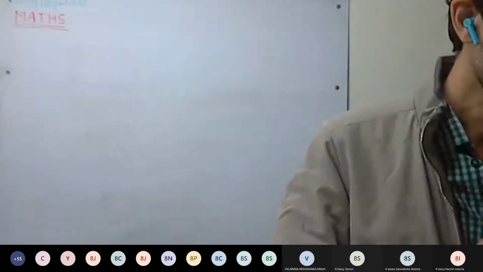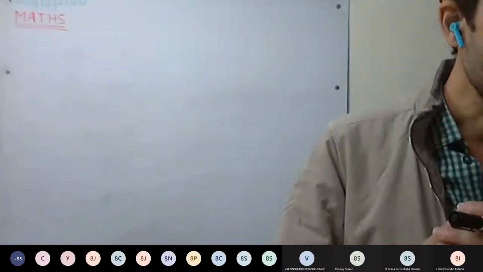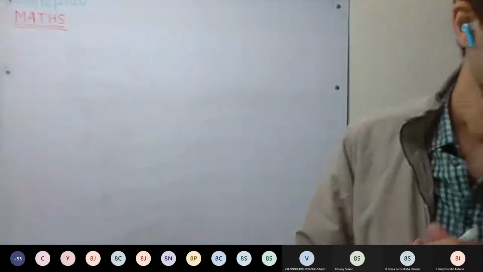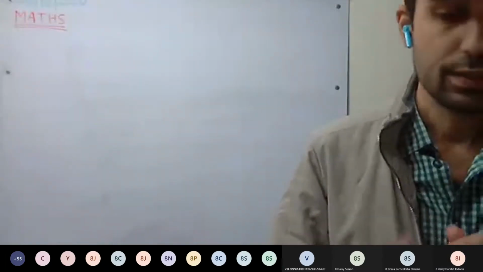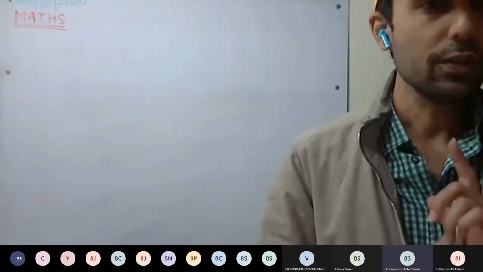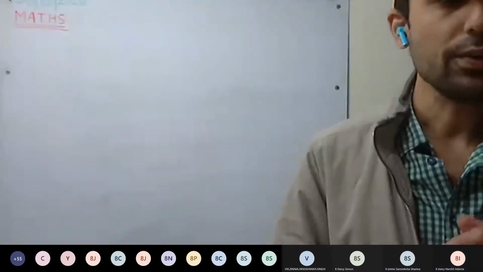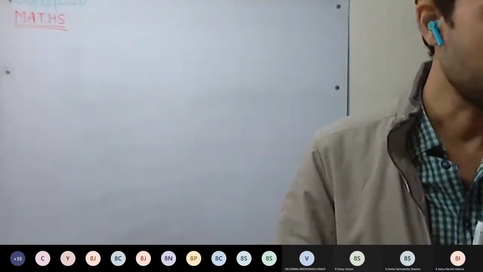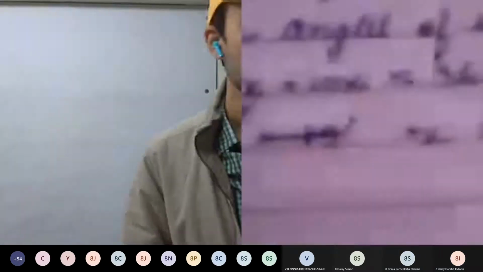Fourth question: angles of a quadrilateral in the ratio. Can you do it yourself? Okay, everyone solve it now. Everyone start doing it in the notebook. If you have solved, please stay quiet and let others solve as well.